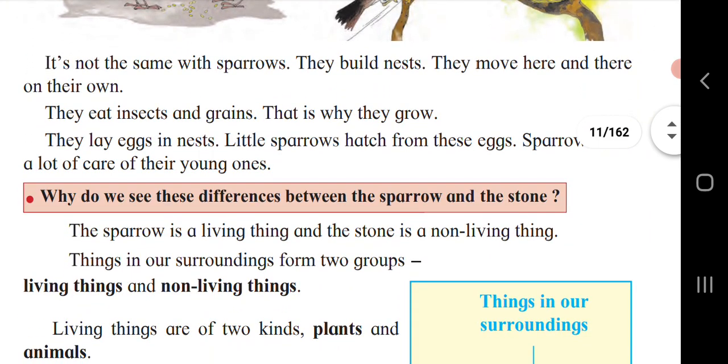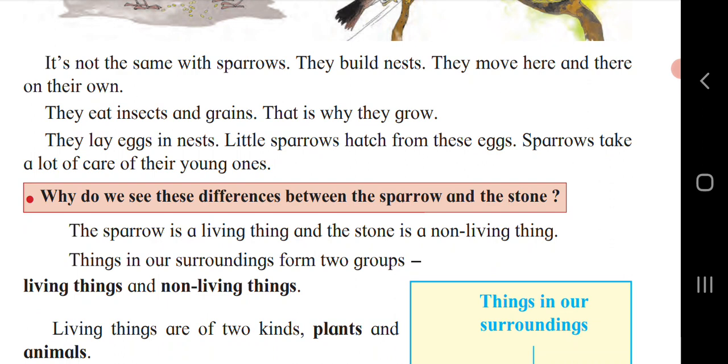It's not the same with sparrows. Do you think a stone and a sparrow are similar? No. A stone is a non-living thing, and a sparrow is a living thing. The sparrows build nests. Yes, to survive, they need a house. So for this, they build a nest.